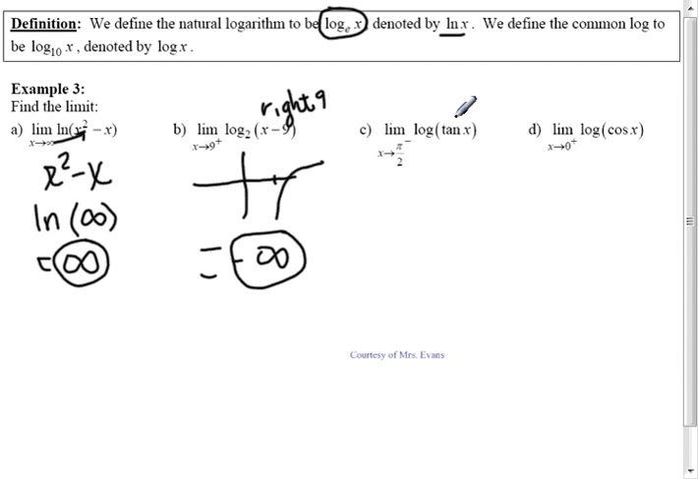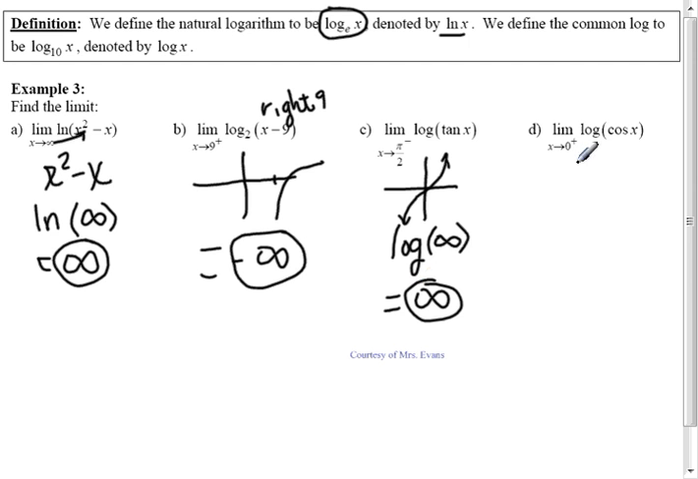Okay, this one, tangent of x. Alright, if we know our graph of tangent looks like this, and as you approach 1/2 pi from the left, tangent approaches infinity. So if we think about the log, as our numbers get really, really big, it's going to approach infinity here. Alright, and then cosine, if we put cosine of 0, we know that that is going to be approaching 1. So we're looking at the log as x approaches 1, which would be 0.